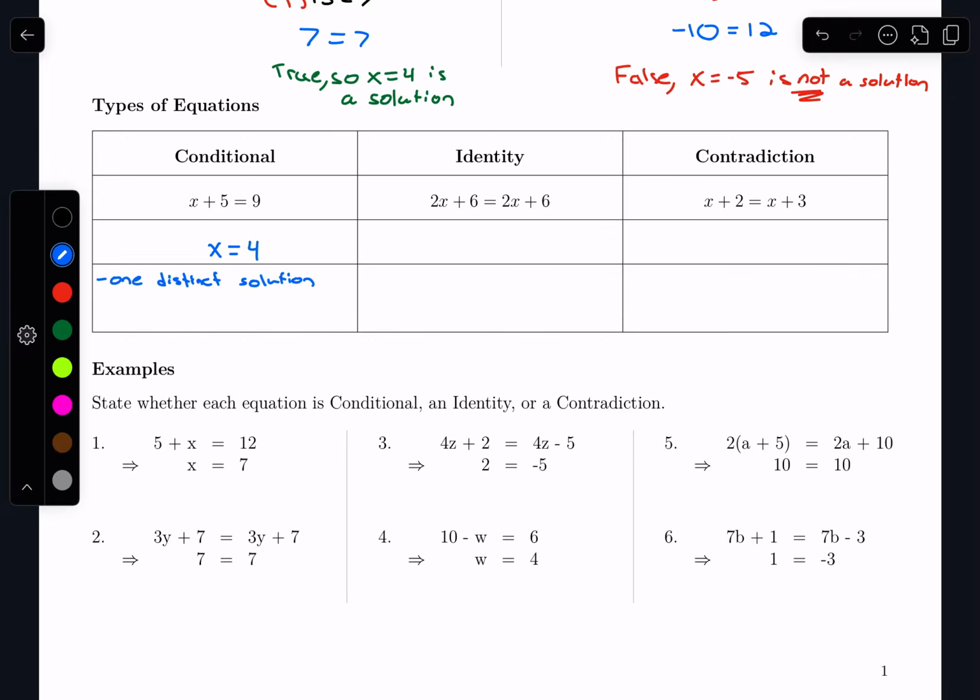So a conditional equation is called conditional because it's true under the condition that x equals 4 in this case. So that's going to be the next thing I write down. After one distinct solution, we're going to say that this is true under the condition that x equals 4. If x equals anything other than 4, this equation is not true. So it is only true conditionally.